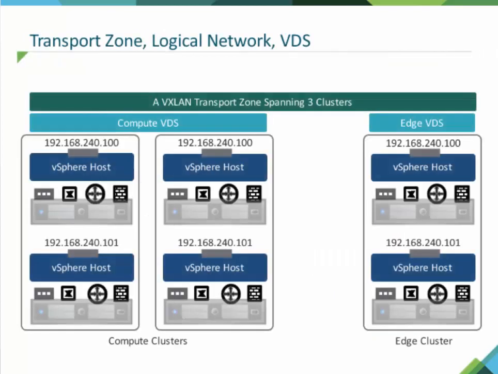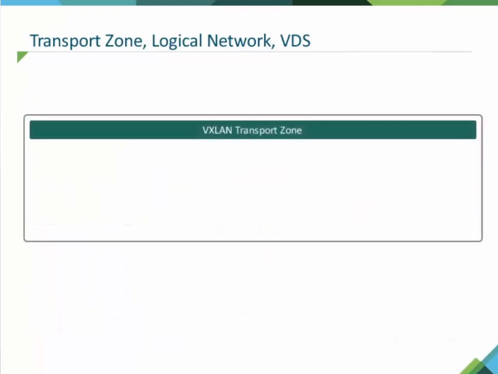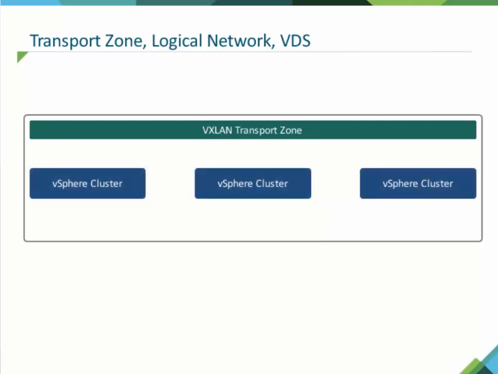A transport zone defines a collection of ESXi hosts that can communicate with each other across a physical network infrastructure. This communication happens over one or more interfaces defined as VTEPs. A transport zone controls the hosts a logical switch can reach and can span one or more vSphere clusters.